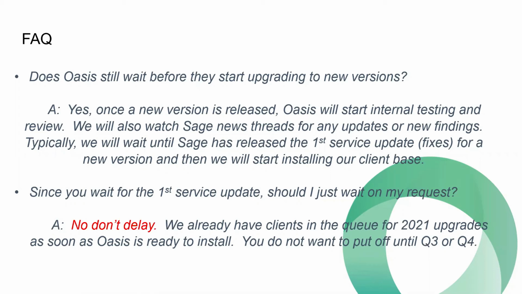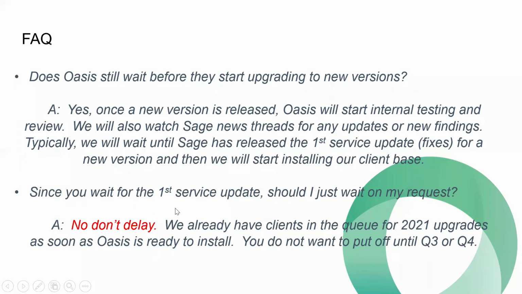I would say, with the exception of 2020, because that first service update came out really late due to COVID and everything else that was going on in 2020, historically, Sage has released their first service update within probably 2 months of releasing a new version. So we fully expect that this year. So if it's released at the end of April, unless there's just some huge gotcha that happens, we fully expect to start installing our client base probably in June of this year.